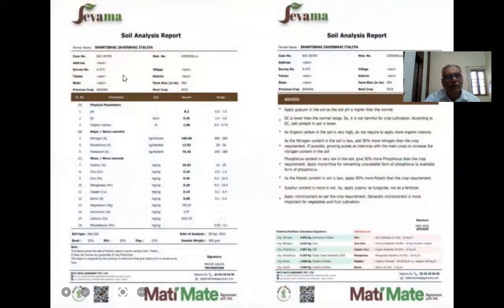So this is a soil analysis report. We have carried out pH, EC, organic carbon, major nutrients nitrogen, phosphorus, potassium, secondary nutrients calcium, magnesium, sulfur, and micronutrients zinc, Fe, Mn, copper, boron, molybdenum, etc.